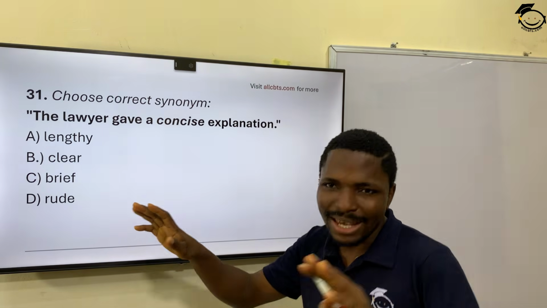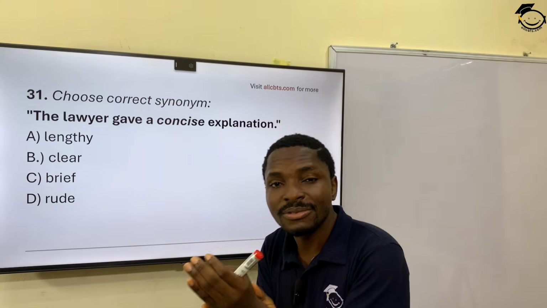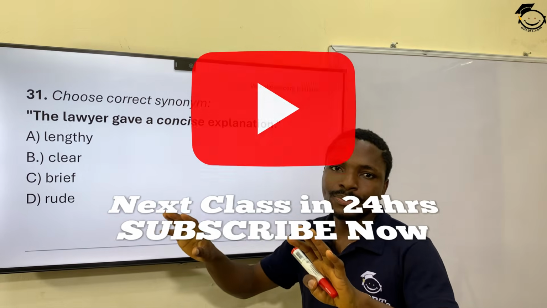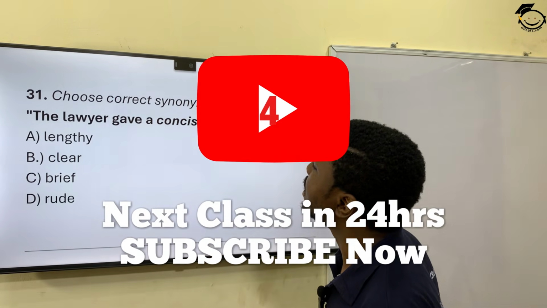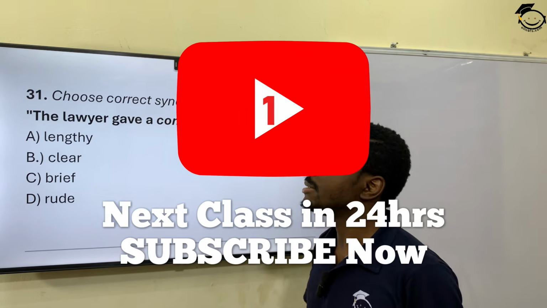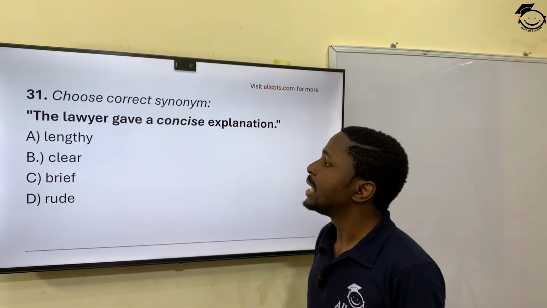Concise means clear. Precise will now be what? Brief, straight to the point. Or concise means clear. So the lawyer gave a clear explanation. Yes, a clear explanation. So concise means clear. Then 32.